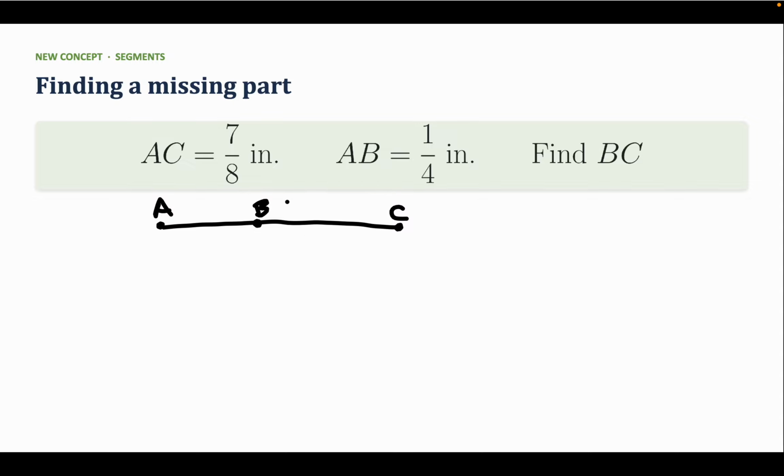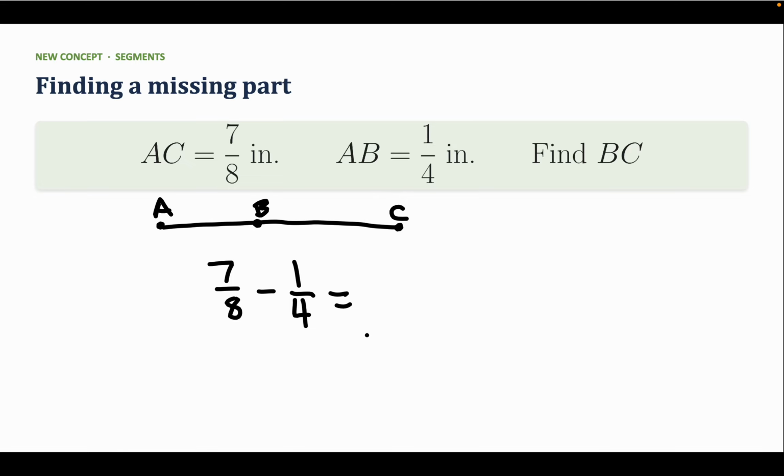So we're going to have to subtract fractions here. The whole thing is 7/8. And we know this part, 1/4, so minus 1/4 of an inch. And we're trying to figure out what that equals. So here we have subtraction with fractions. First question, what do we notice?